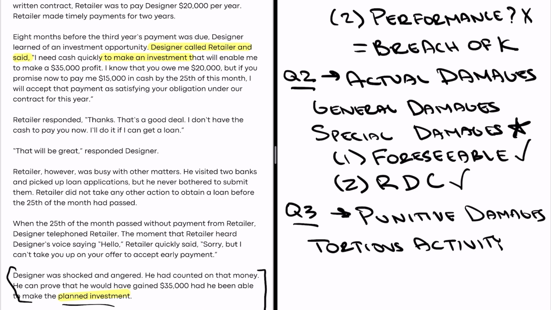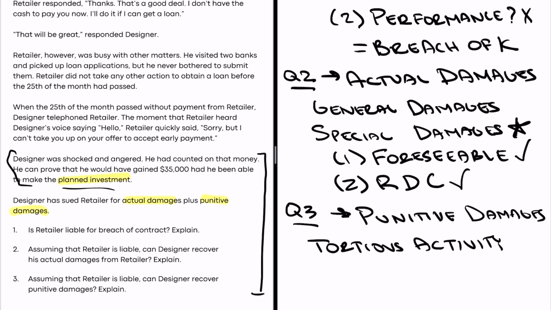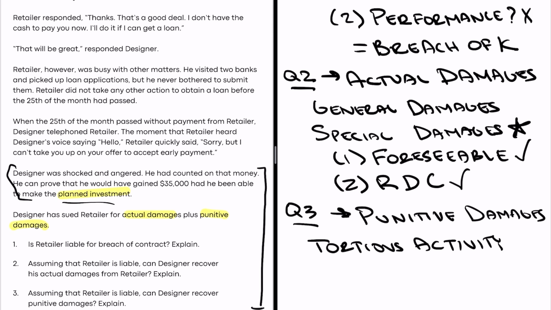So if we are assuming that retailer is liable, if we say, okay, retailer is liable for breach of contract, and we're trying to determine whether designer can recover his actual damages, and we're focused on those special damages, that $35,000 potential investment profit, well, it does look like it is a foreseeable investment, right? Because he tells the other side, hey, look, I need the money now to make an investment. So he puts the other side on notice. So it does seem foreseeable.